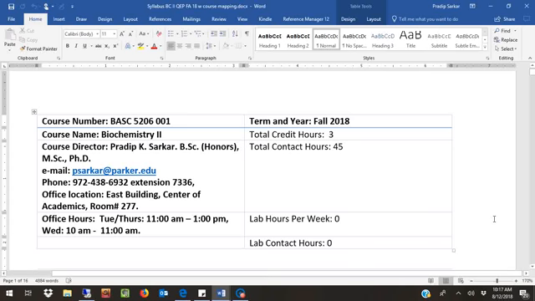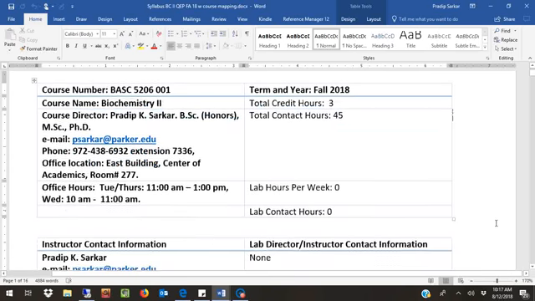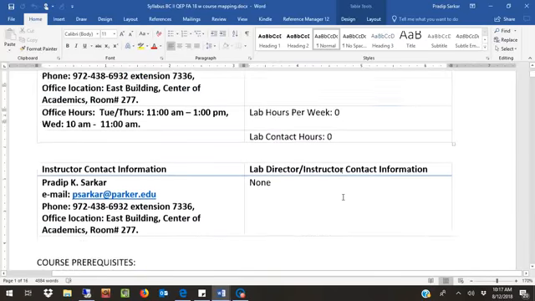To begin with, my office hours have changed this trimester. They are Tuesday and Thursday from 11 a.m. to 1 p.m., and Wednesday from 10 a.m. to 11 a.m. We still do not have any lab hours. We don't have any labs. It is all lecture, 3 hours of lecture per day, 3 days a week.